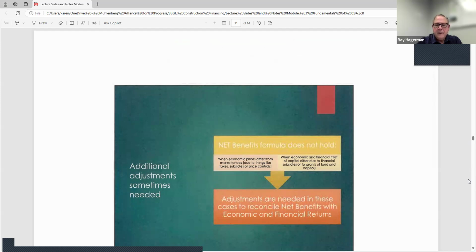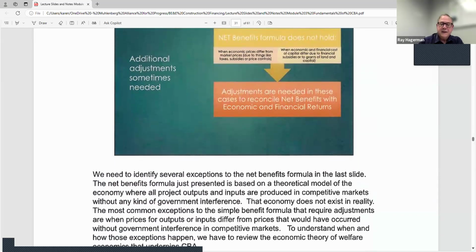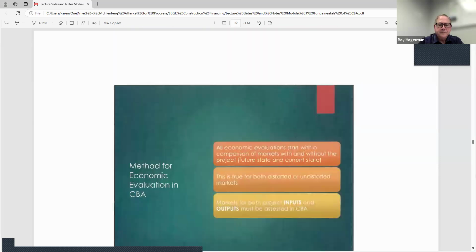So the net benefit formula doesn't always hold when economic prices differ from market prices due to things like taxes, subsidies, or price controls, or when economic and financial costs of capital differ due to financial subsidies, grants of land where land's been given away, or cash incentives that decrease the cost of capital. You always need to make some adjustments to be able to recognize the net benefits, the economic and financial returns. It sort of stands to reason, but it bears stating out loud.